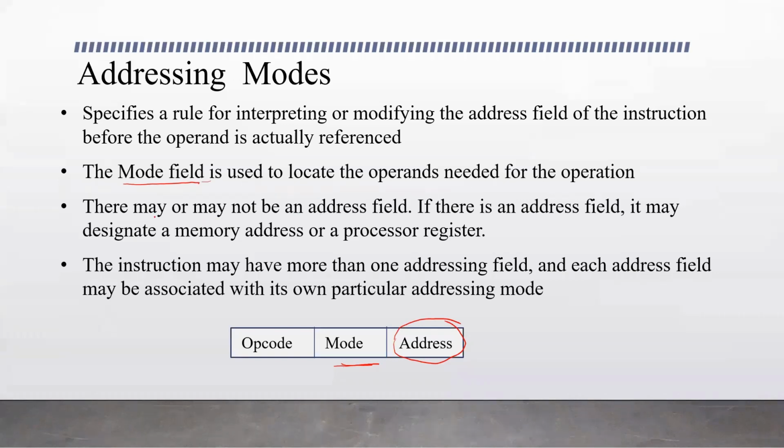And we know that there may or may not be an address field. If there is an address field, it may designate a memory address or a processor register. The instruction may have more than one addressing field, and each addressing field may be associated with its own particular addressing mode. The instruction format, what we know, is the mode field, and then the opcode field, and then the address field, right?